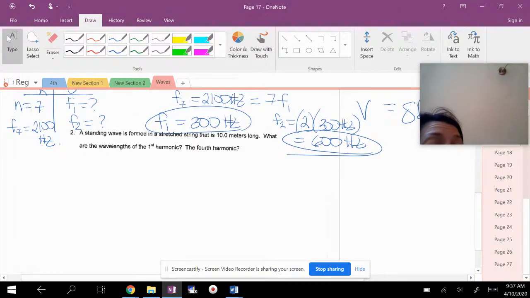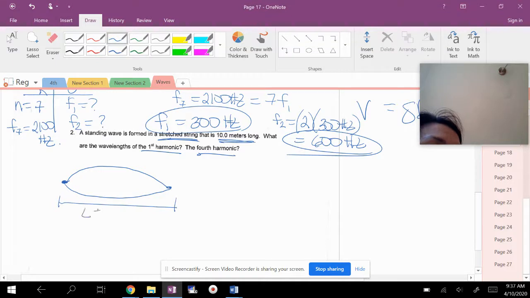Okay. So I'm going to draw pictures for all of these because if you're a visual learner, if you think about this in terms of what the diagram looks like, it's going to help you a lot. So a standing wave is formed on a stretched string that is 10 meters long. What are the wavelengths for the first harmonic and the fourth harmonic? Okay, here's a standing wave, and this is what the first harmonic looks like. Okay, so this entire string is 10 meters long.